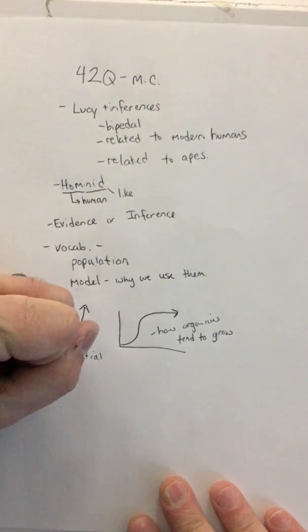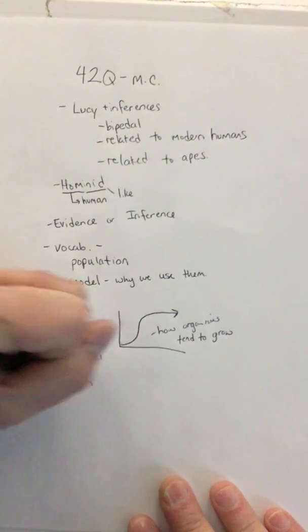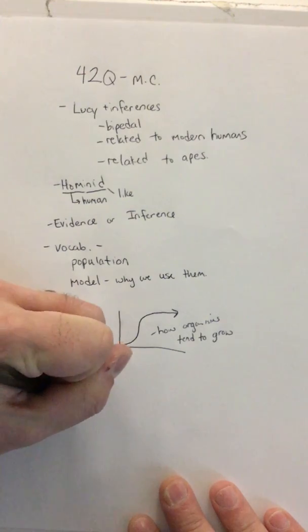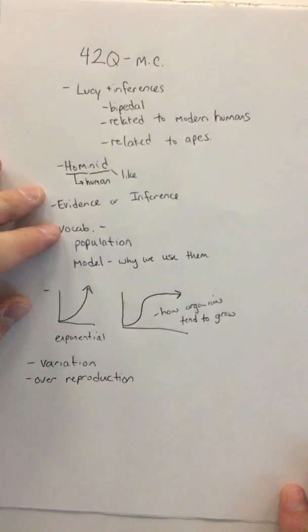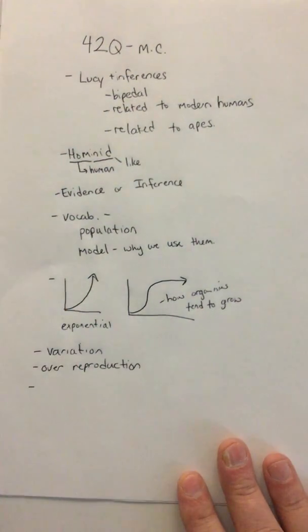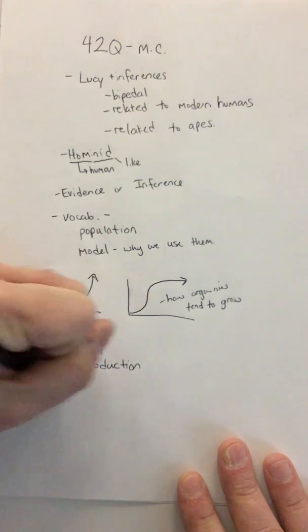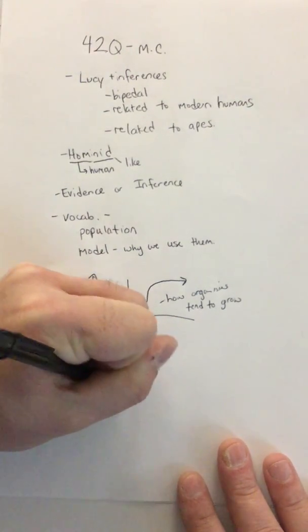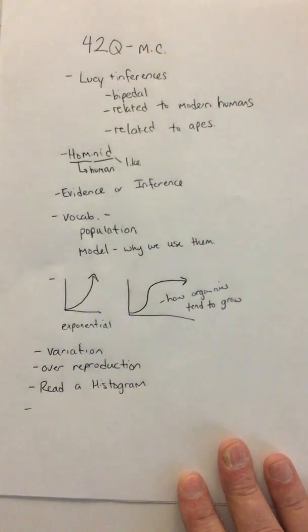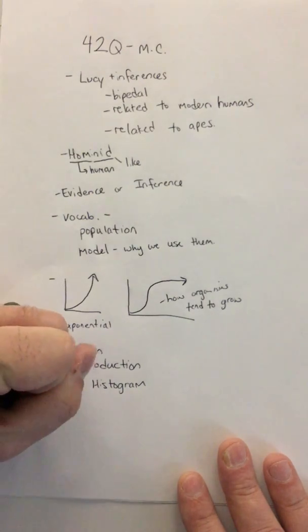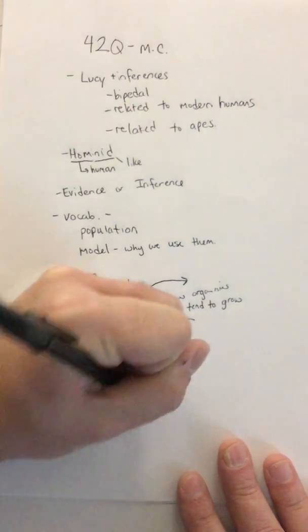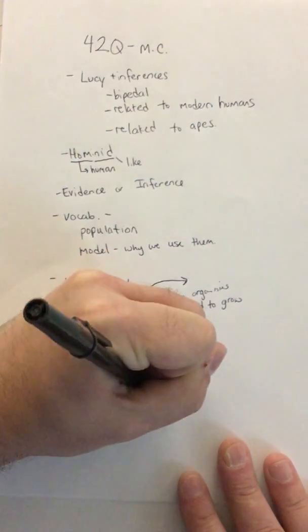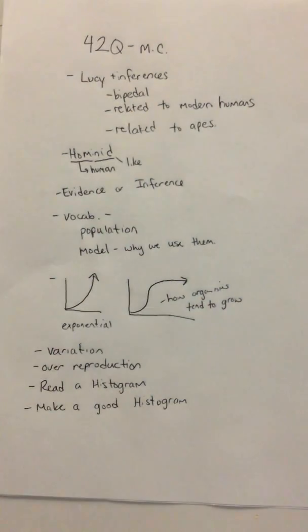You'll have to know about variation, overproduction, or over-reproduction, depending on what textbook you read. You'll have to know how to read a histogram. And you'll have to know how to make a good histogram. You're not going to actually make one, but there might be something missing from the histogram, and you'll have to fill it in, or suggest how to make the histogram better.